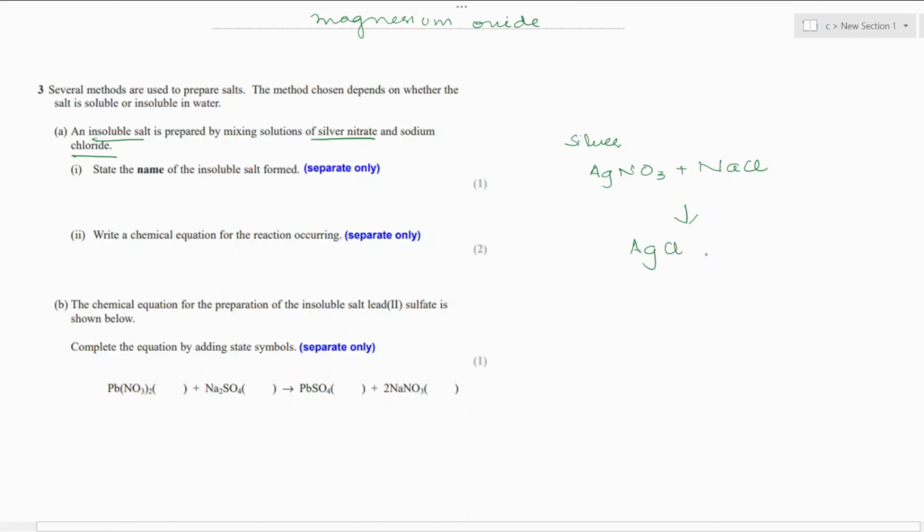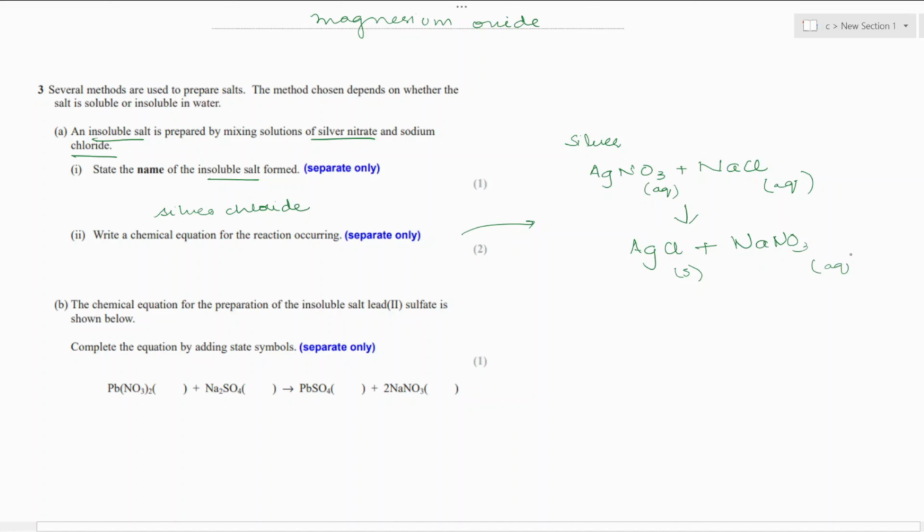Good, silver chloride and sodium nitrate, excellent. So what would be the insoluble salt? Silver chloride, good. So the chemical equation we have already written. What if we want to put the state symbols? What symbols should we put over here? AQ. Okay, what about here?